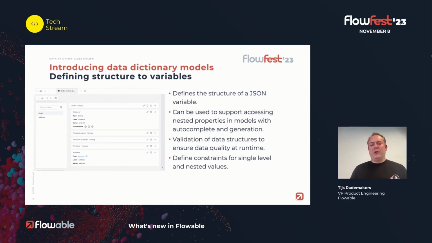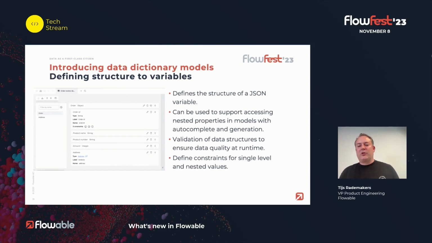And this really helps you to define a structure in your JSON variables. So you can define nested structures with, for example, the example given in the screenshot where you have an order which has an address object in it, and you can go very deep in this nesting, so you can really define the full structure of your JSON variable. And this helps you, of course, in auto-completion functionality in design, but also to generate forms, for example, because we know the structure, then we can help you to generate a form for that data dictionary type.